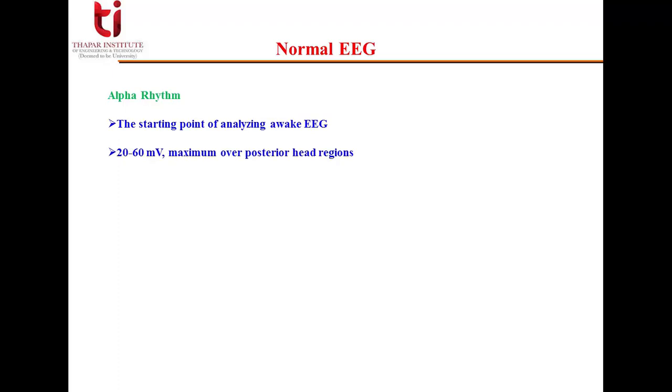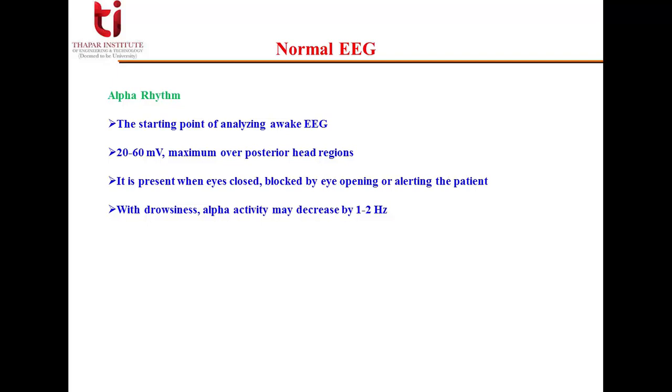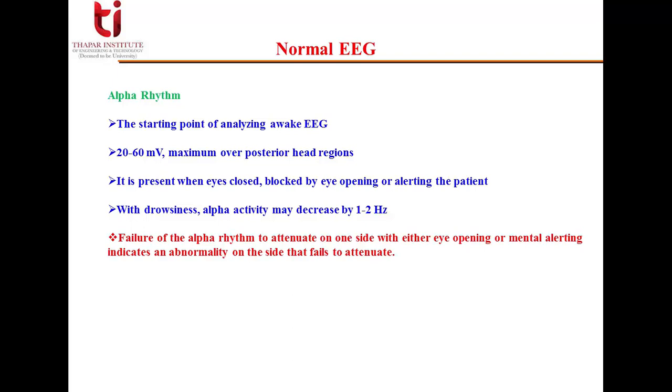Starting with the alpha rhythm. The starting point of analyzing awake EEG is the alpha activity or alpha rhythm. It corresponds to 20 to 60 microvolts maximum over posterior head regions. It is present when eyes are closed. It will be blocked by eye opening or alerting the patient. With drowsiness, alpha activity may decrease by 1 to 2 Hz. Failure of the alpha rhythm to attenuate on one side with either eye opening or mental alerting indicates an abnormality on the side that fails to attenuate.